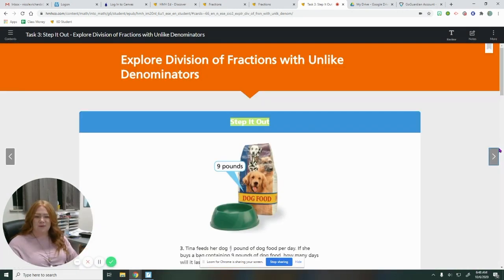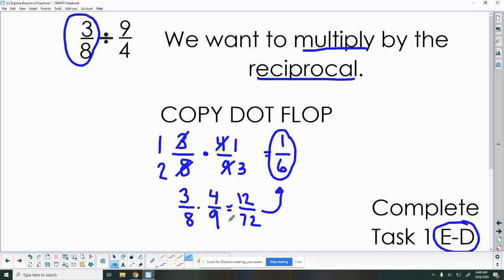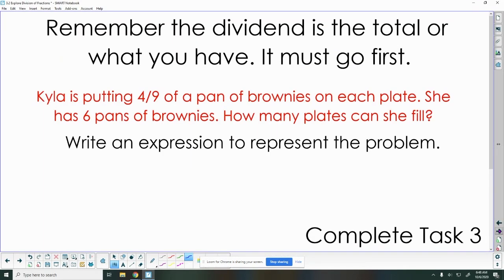Hey, now we're on to task 3 here. So before we get started on this, I just want to remind you that the dividend is the total, or it's what you have. And it has to go first in our expression. So if we have Kyla is putting 4/9 of a pound of brownies on each plate, so this is what she's doing. She has 6 pans. This is our total. How many plates can she fill?